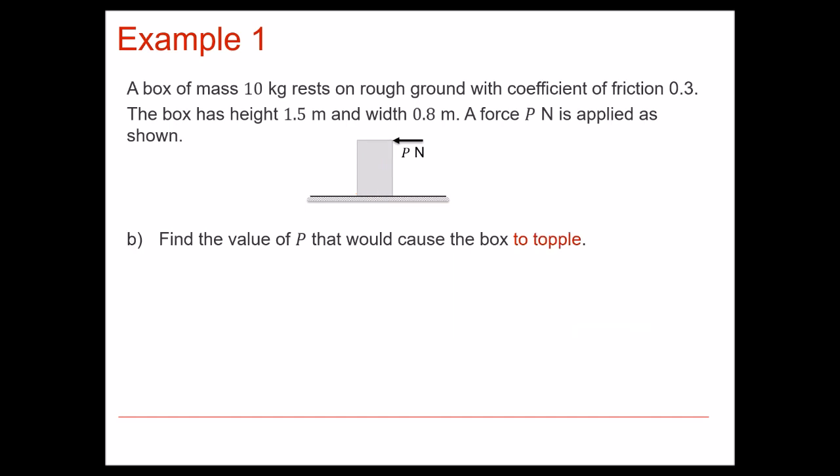So on to part B. This time we want to find the value of P that would cause the box to topple. We're still told the coefficient of friction is 0.3, but we're going to have to ignore that. We're going to have to assume for now that the coefficient of friction is high enough that the box is not going to slide before it topples.